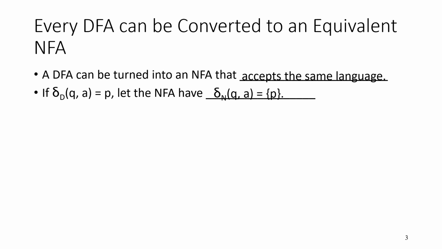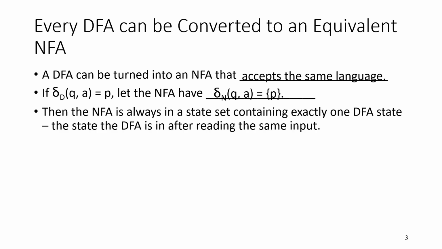defined on the state and the set that it goes to, because remember it goes to 2 to the Q instead of Q now. So this basically means that the NFA is always in a state set which contains exactly one DFA state, and that's the state that the DFA is in after reading the same input.